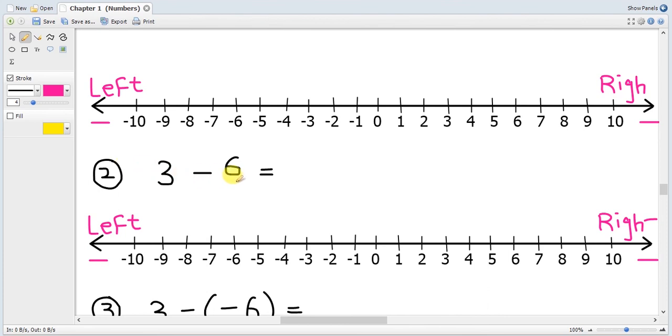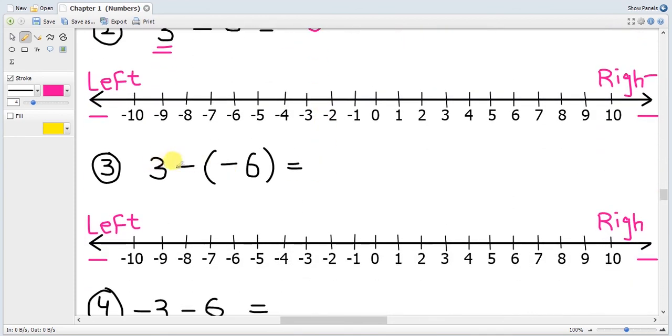Okay, next is 3 take away 6. Starting point is 3. So this is our 3. And we have to jump 6 units. Right or left? We have to jump left 6 units. 1, 2, 3, 4, 5, 6. So we landed on the digit -3. So this is our answer.